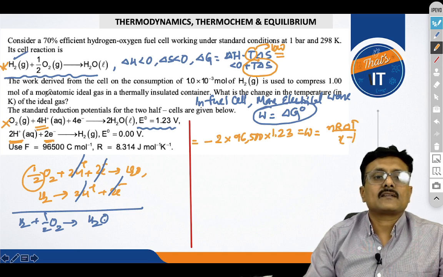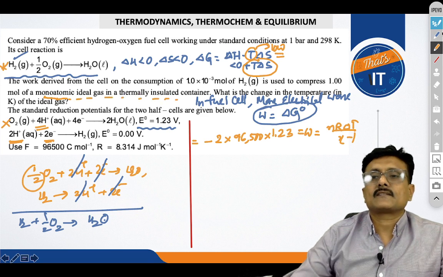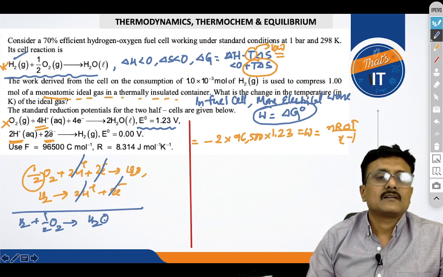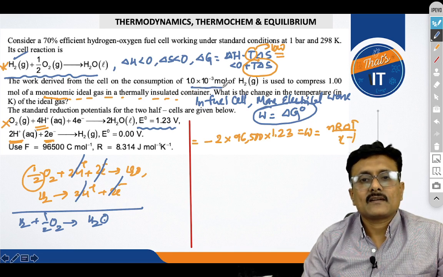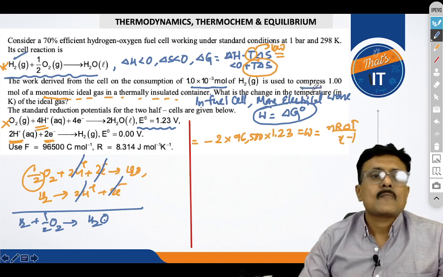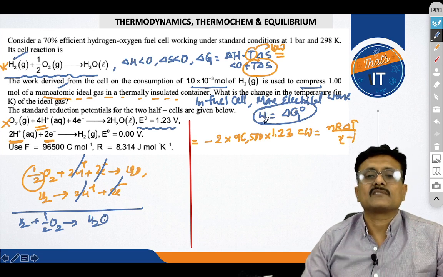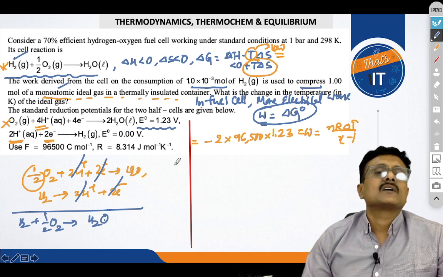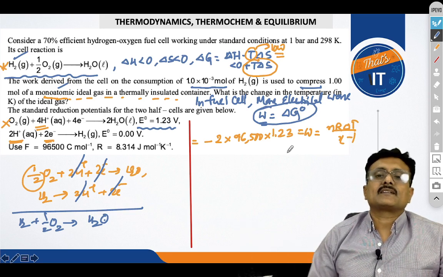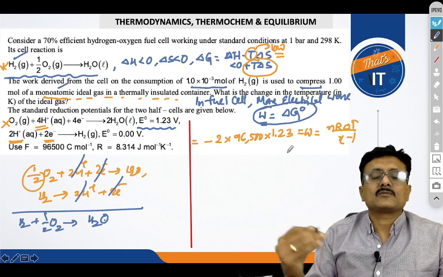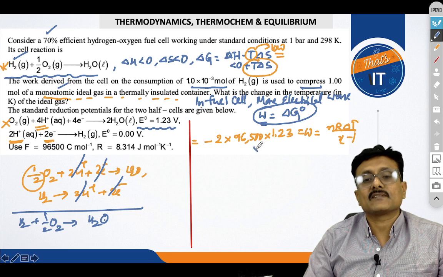Because you can see that it is related to the monoatomic ideal gas in a container. So this whole energy is used to expand, or compress, 1 mole of a monoatomic ideal gas. The whole work which is produced out of the fuel cell is used to compress the monoatomic ideal gas. So that work is converted into the compression work, right? This efficiency is however only 70%, right? We forgot to take that.